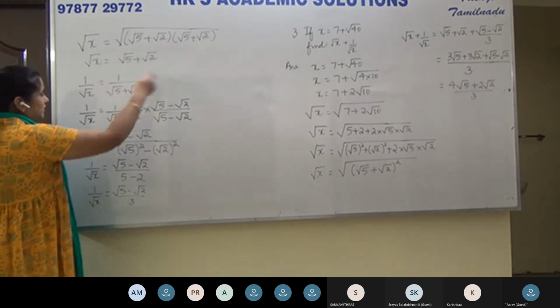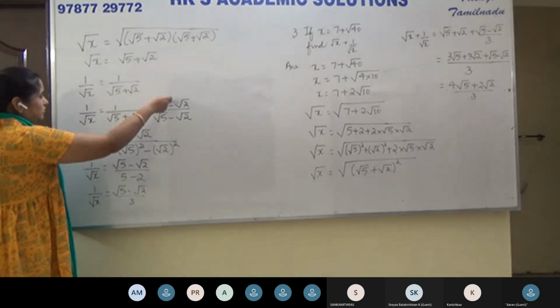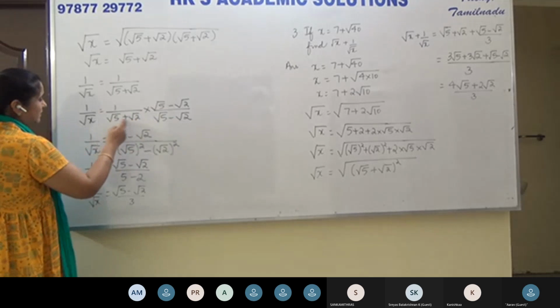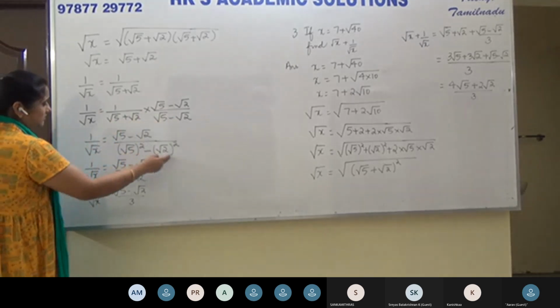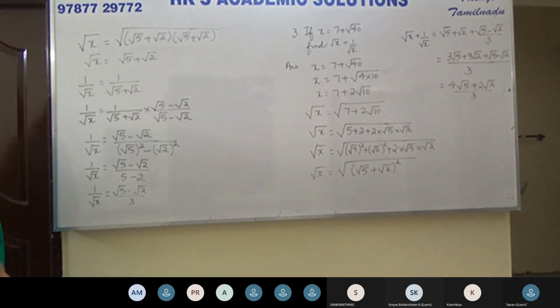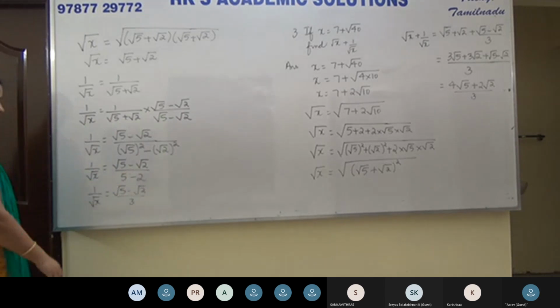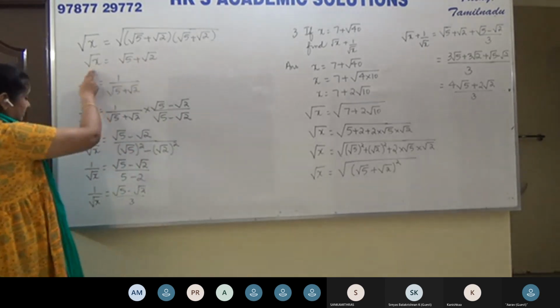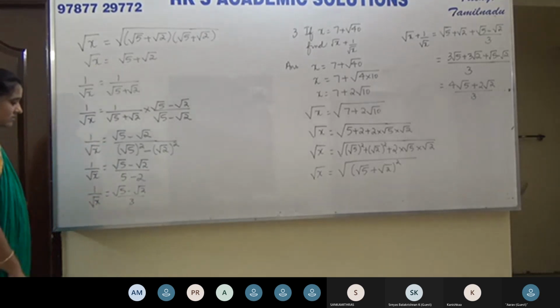So 1 into this numerator, 1 into root 5 minus root 2 is root 5 minus root 2. The denominator is like a plus b into a minus b, which is a squared minus b squared. So 5 minus 2, 3. So now we have this expression for root x and this one for 1 by root x.